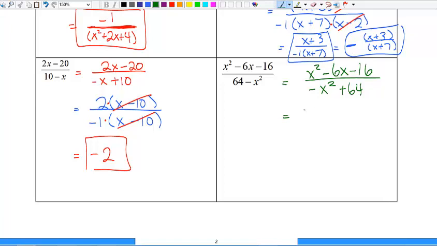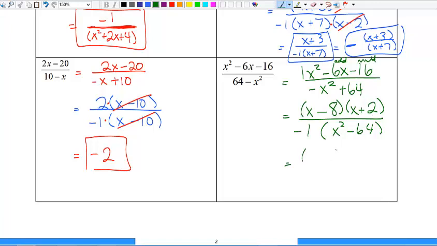So then I factor the numerator and factor the denominator. It looks like I need to factor out a -1 out of the denominator. The numerator is a trinomial with a leading coefficient of 1, so I'm looking for two numbers that multiply to -16 yet add to -6. So that's 8 and 2, with a negative on the 8 and a positive on the 2, so that gets me a -6.